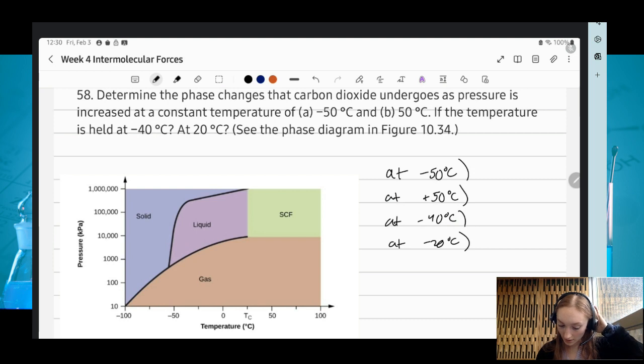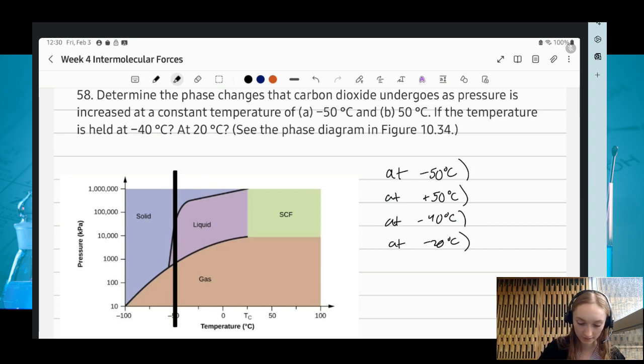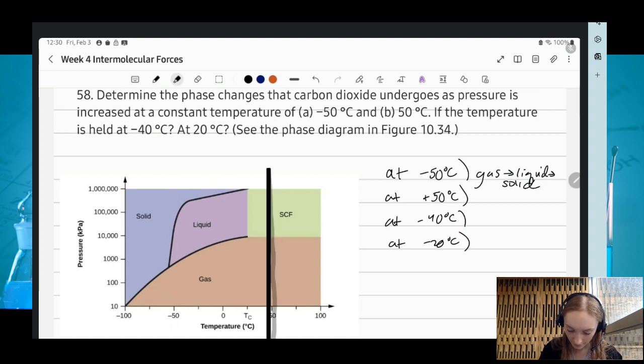Okay, so if it is held constant at this temperature, let's do the first one, negative 50. So if it is held constant at negative 50, it'll be going from a gas to a liquid and back to a solid. So that is the phase changes that will happen. So gas to a liquid to a solid. And so at positive 50 degrees, it'll go from a gas to SCF.